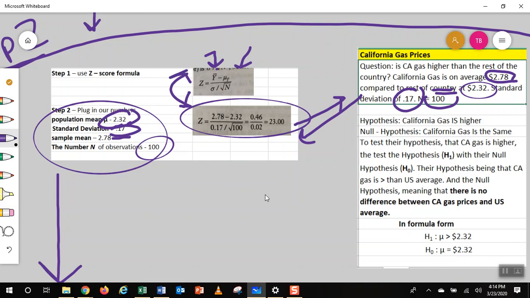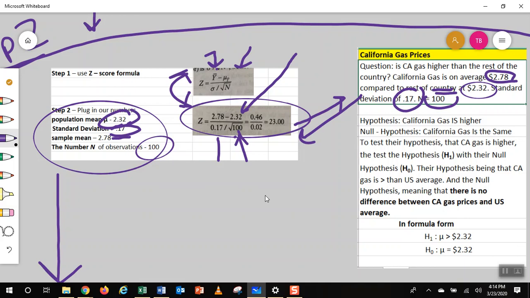And the 232 is the overall average. So you can see that here. And divided by the 0.17, which is the standard deviation, and the square root of the sample size. In this case, it was 100. So go ahead and pause here and take out the calculator to try to figure that out, and just make sure you're familiar with where all these are going to go.